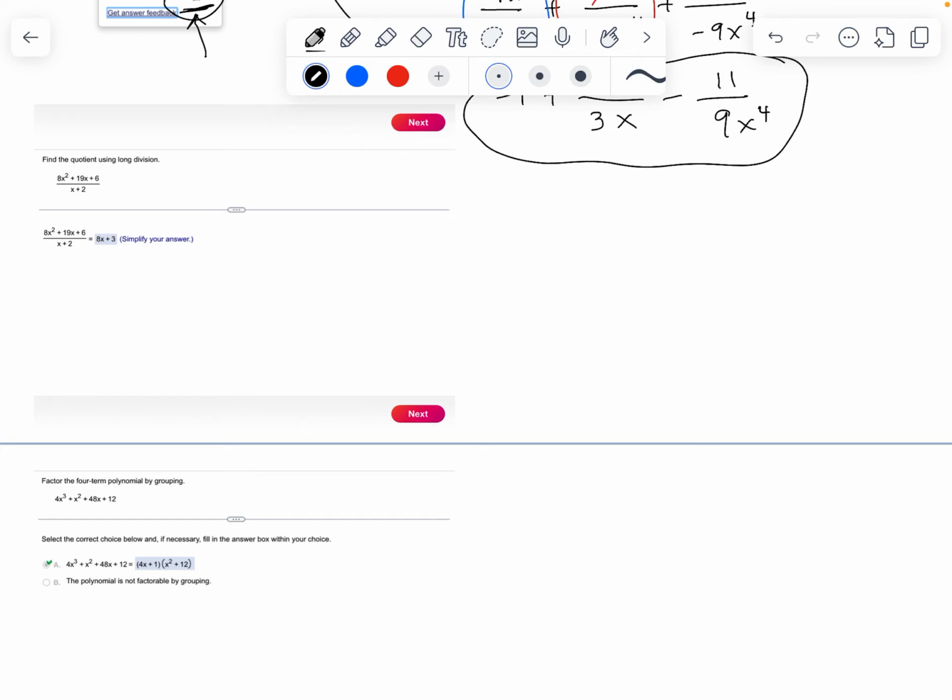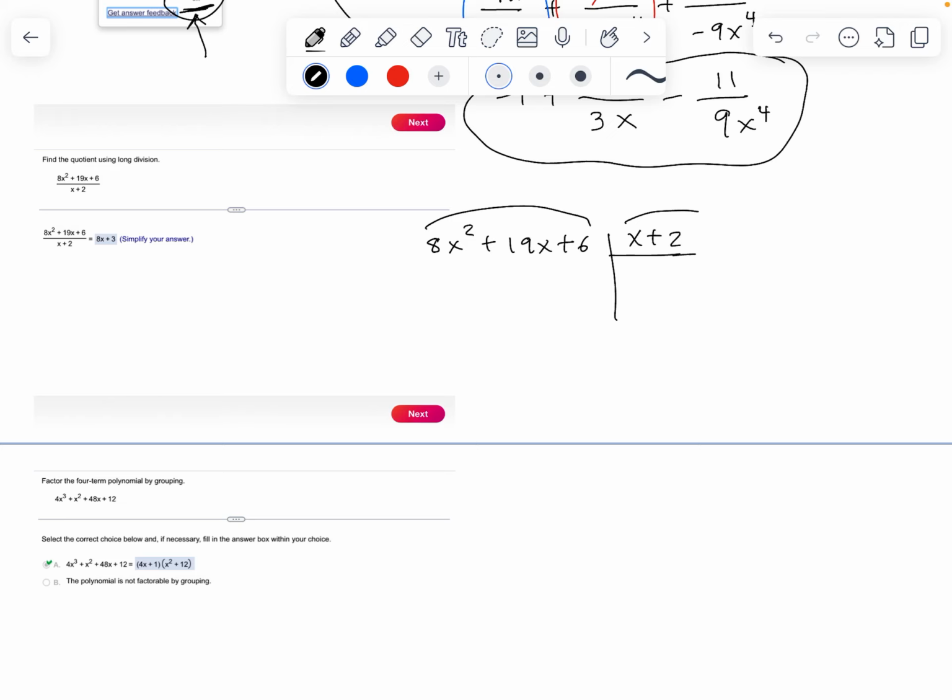So the next one here, we have to find the quotient using long division. Let's do the long division here. x plus 2. Different people have different dispositions, but it's the same process basically. So you can change the disposition however you want, but let's keep the process the same. Whatever term we have here on the left side, we want to divide it by the term on the right side.